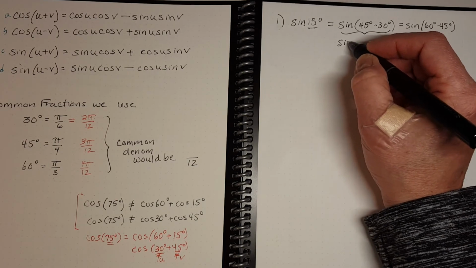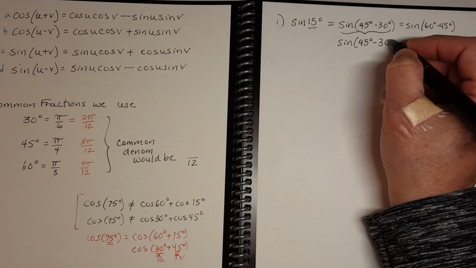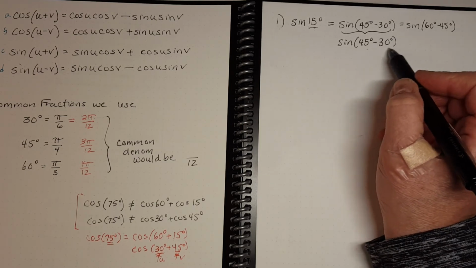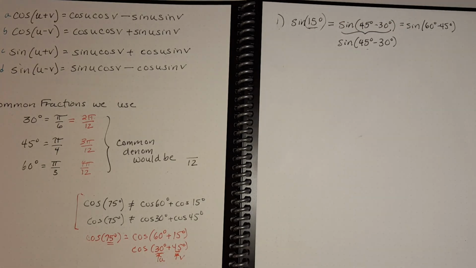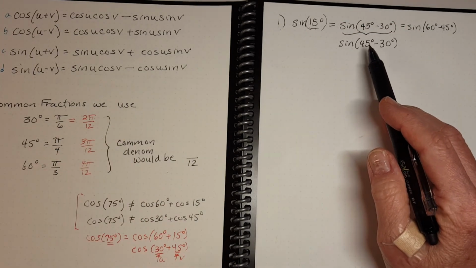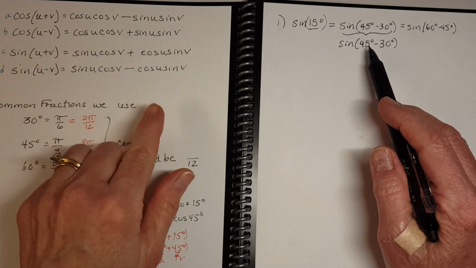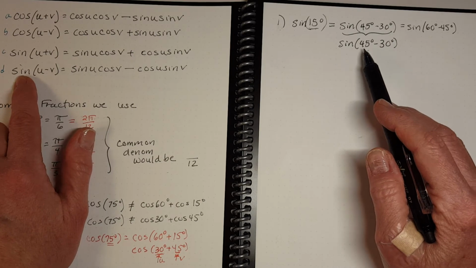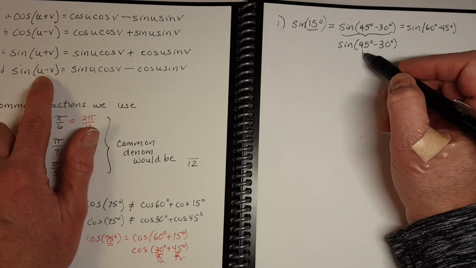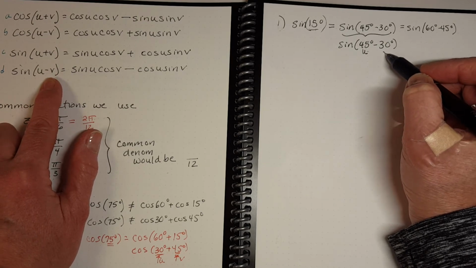So I'm going to say sine of 15 degrees is the same as sine of 45 degrees minus 30 degrees. Those are inside the parentheses. Now, because I have a u minus v situation, 45 minus 30, I'm going to go over here and say I'm looking for the sine, and u is going to be 45, and v is going to be 30.